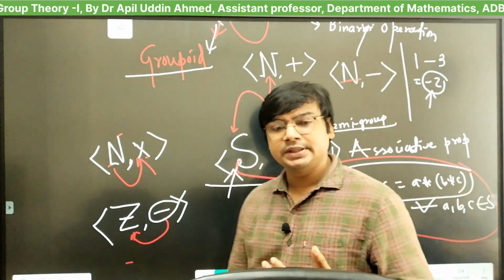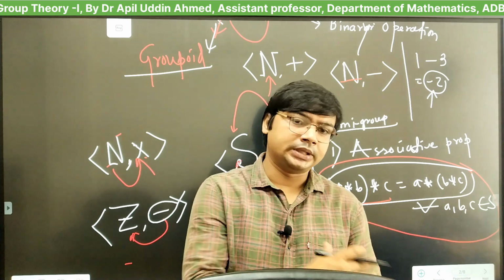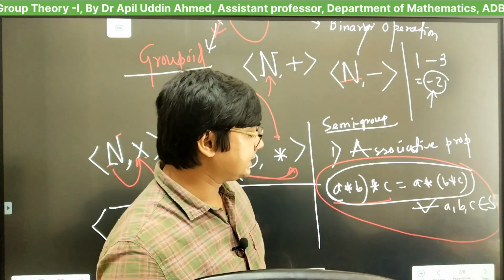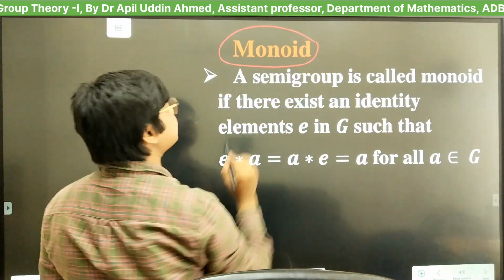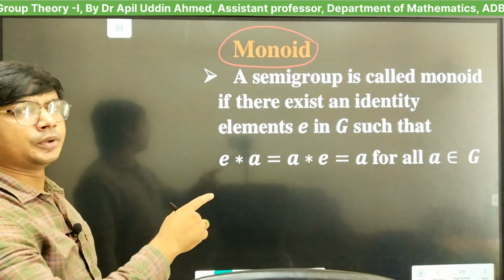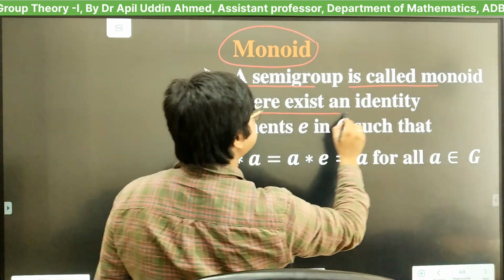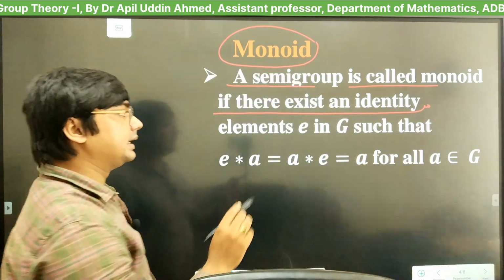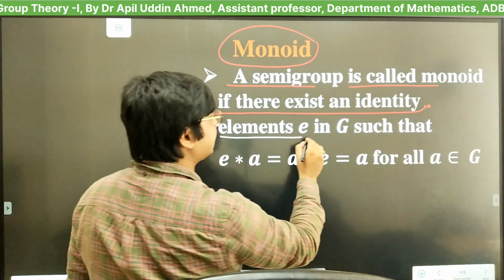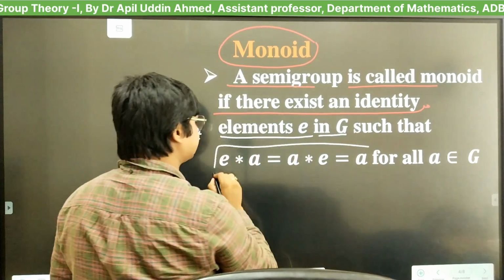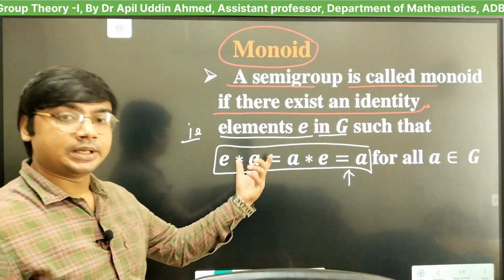Okay, so all those things we have already discussed in the last lecture, so you can go through that lecture first. Today we'll discuss another important structure, and that structure is the monoid. Now you see the definition of monoid first. A semigroup is called a monoid if there exists an identity element, that is, there exists an element e in G such that this happens. This is the property of the identity element, which we already discussed in the last class.